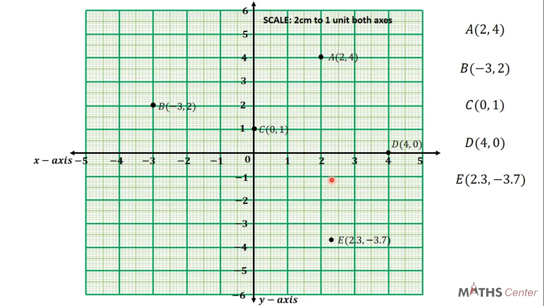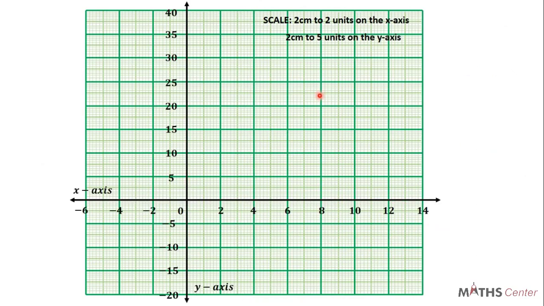Then from there, you can find the x-coordinate on the x-axis and the y-coordinate on the y-axis and plot them on the graph sheet as we have done here. Let's consider this graph sheet. The scale on the x-axis is 2 centimeters to 2 units and the scale on the y-axis is 2 centimeters to 5 units. Let's say that we are being asked to plot the point A, which has the coordinates 6, 20. So to do that, you look for 6 on the x-axis and 20 on the y-axis.